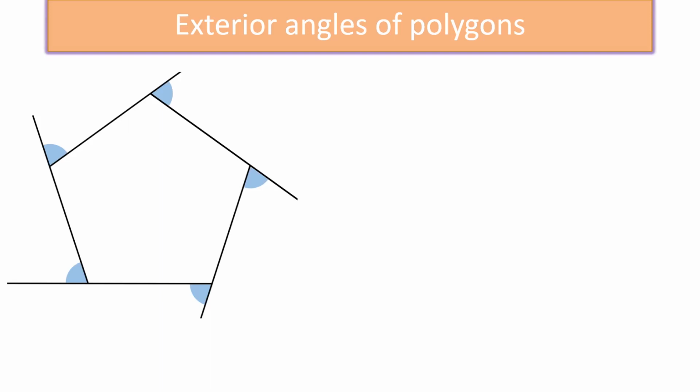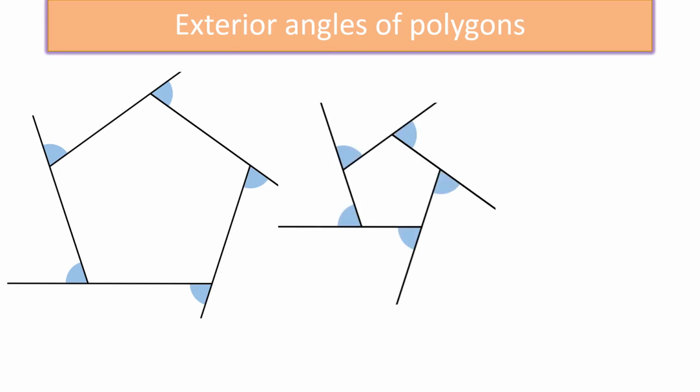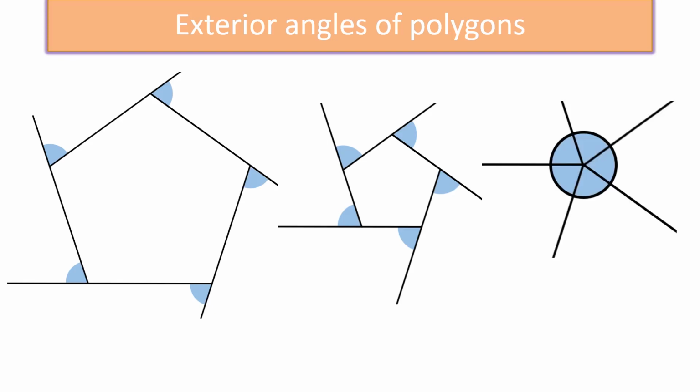In this video, we're going to look at exterior angles of polygons. In my diagram, I have a regular pentagon, and in blue, you can see exterior angles of this polygon. Now, I would like you to imagine this polygon getting smaller and smaller, until it reaches the size of a point. When that happens, you'll see that all those exterior angles will form a circle.